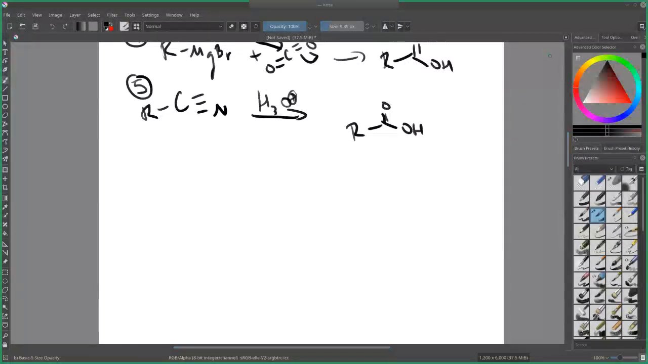But I have now a question. Yeah, oh sorry, no, this is good. Thanks for asking. In this fifth one here, the nitrile, do we have to know the mechanism for this?